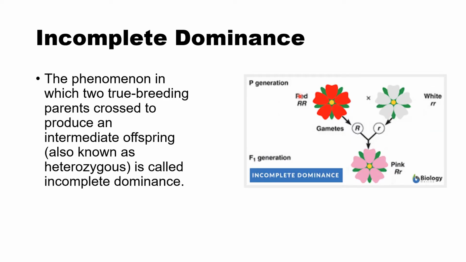So, kung may complete dominance, then we also have what we call as yung incomplete dominance naman. So, in incomplete dominance, the phenomenon in which two true breeding parents cross to produce an intermediate offspring, also known as heterozygous, which is called yung incomplete dominance na tinatawag. So, sinasabi dito sa incomplete dominance na yung dalawang true breeding parents. So when we say true breeding parents, purebred talaga. Yung isa homozygous, yung isa homozygous rin. So walang pareho yung allele.